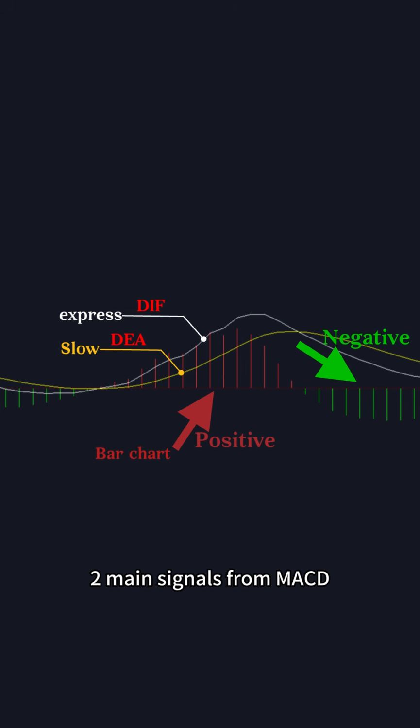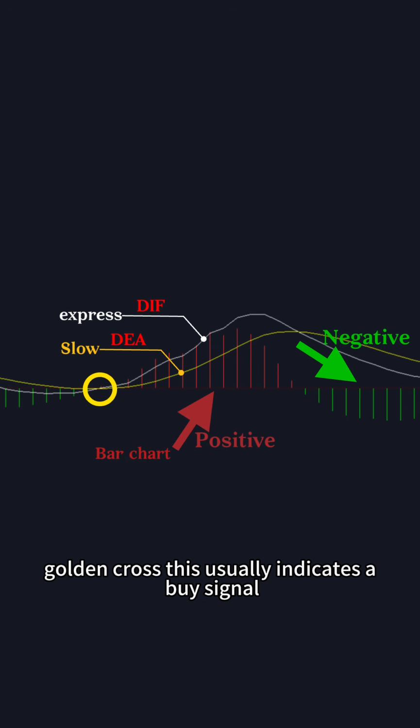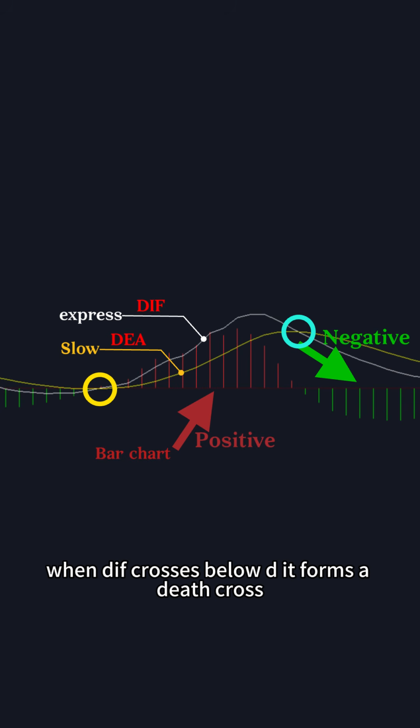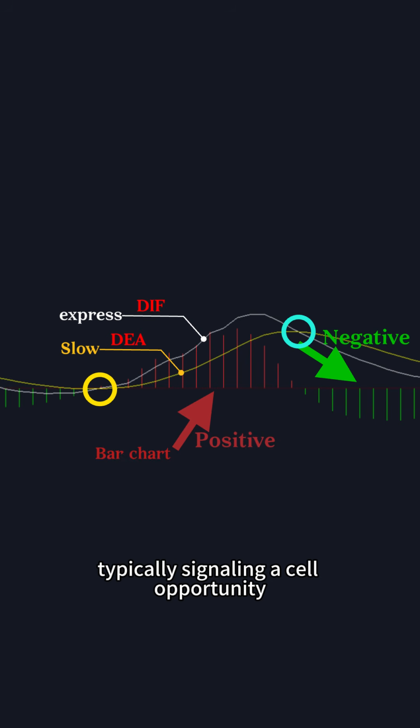Two main signals from MACD. Golden cross. This usually indicates a buy signal when DIF crosses above D. Death cross. When DIF crosses below D, it forms a death cross, typically signaling a sell opportunity.